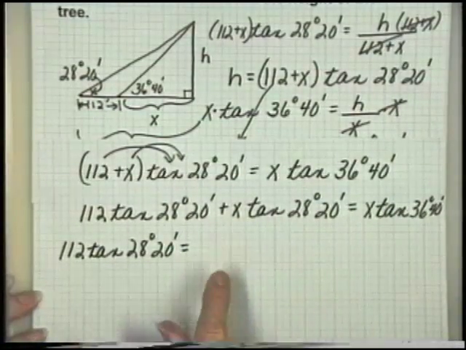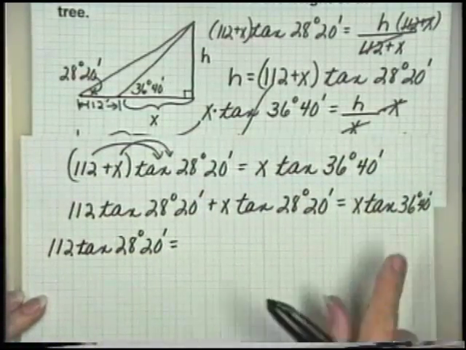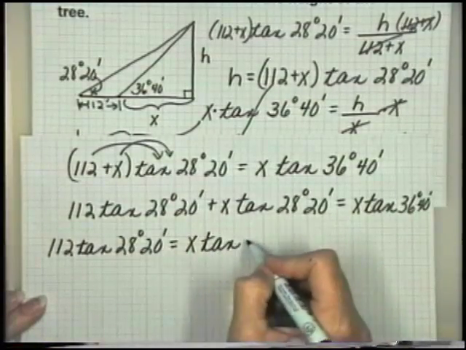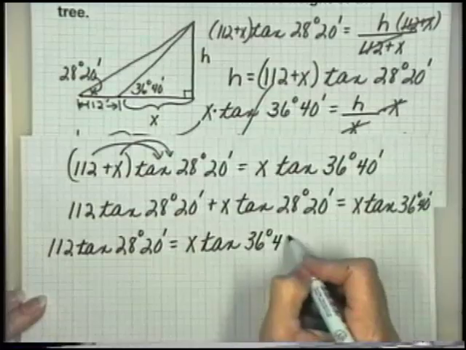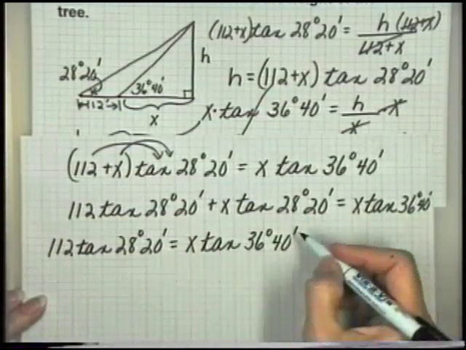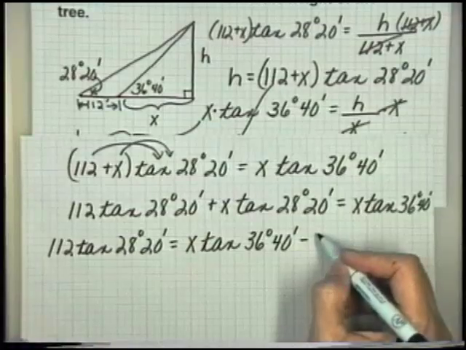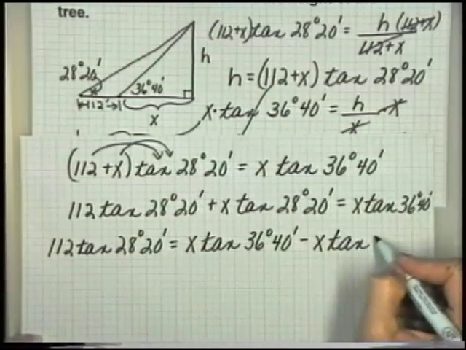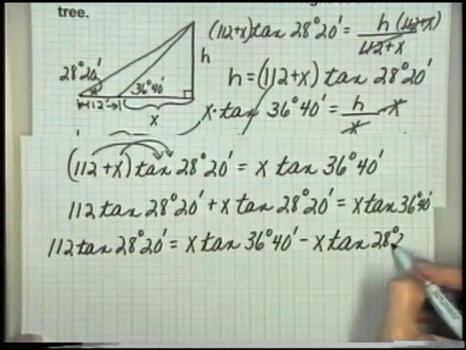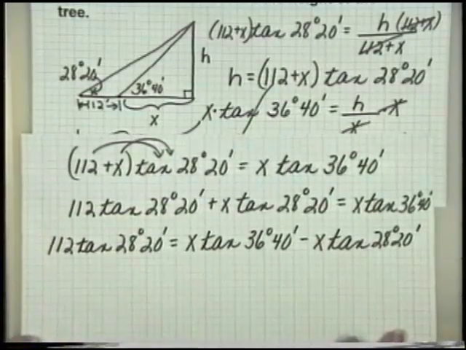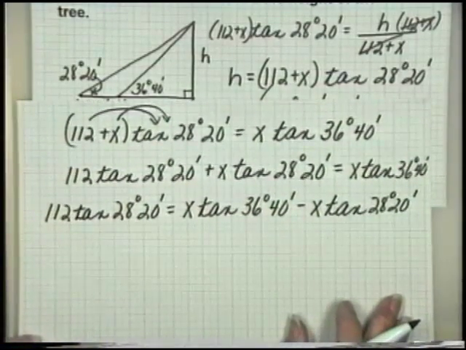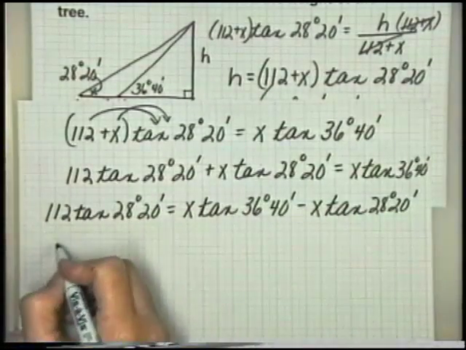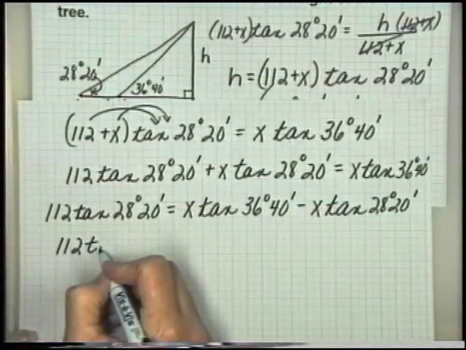And then to move this x term over with this other x term, we will subtract it from both sides of the equation. So what I'm going to do is write this x term first, x times the tangent of 36 degrees, 40 minutes, and then when I subtract that term from both sides of the equation, on the right side I'll have minus x times the tangent of 28 degrees, 20 minutes. Now the next thing that I'm going to do is to factor the x out of both of these terms.